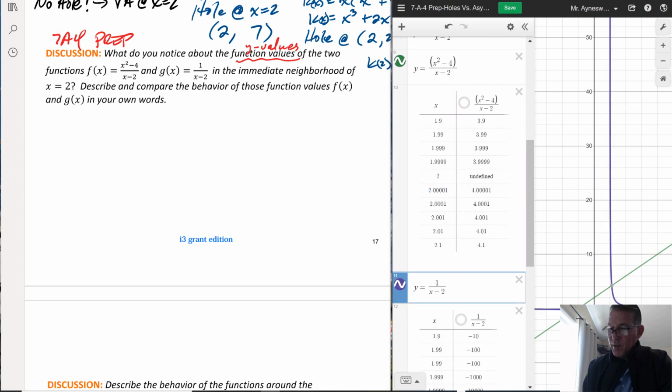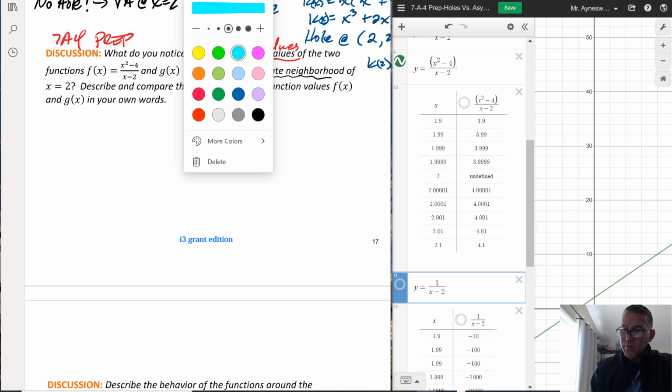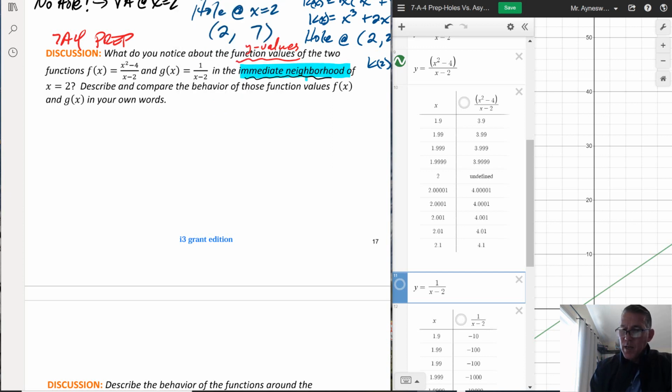So we're going to analyze these functions. So type them into Desmos, pause, type them into Desmos, and then press play when you're ready. And let's figure out what happens to these functions in the immediate neighborhood, new terminology here, immediate neighborhood of x equals 2. When I say immediate neighborhood, I'm talking about when you get really, really close to 2. Okay, when you get close to 2, from the left and from the right. All right, describe and compare the behavior of the function values.